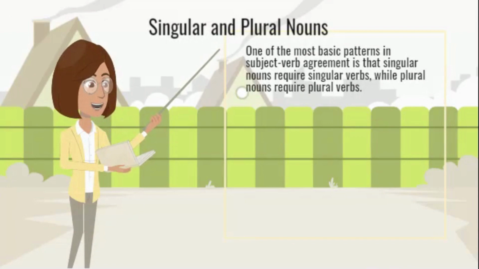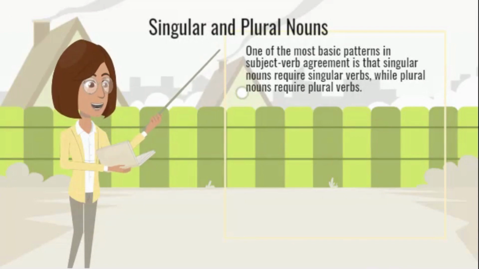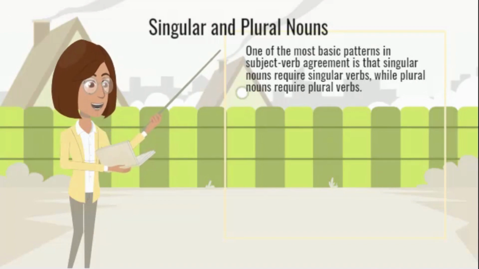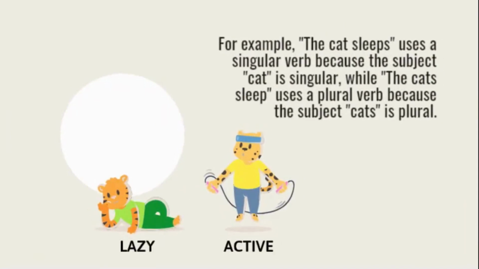Singular and plural nouns. One of the most basic patterns in subject-verb agreement is that singular nouns require singular verbs, while plural nouns require plural verbs. For example, "the cat sleeps" uses a singular verb because the subject "cat" is singular, while "the cats sleep" uses a plural verb because the subject "cats" is plural.